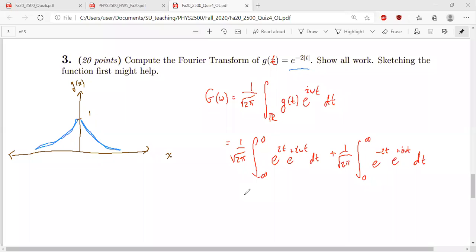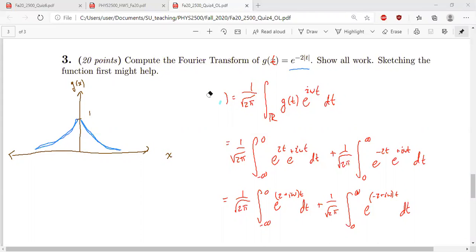And even with an I in there, exponentials still have the multiplication rule as valid. So we get 2 plus I omega t dt, 1 over root 2 pi, 0 to infinity, and then the same thing, except we have a minus 2. So the plugging in, still okay. We have a complex valued coefficient, no problem.